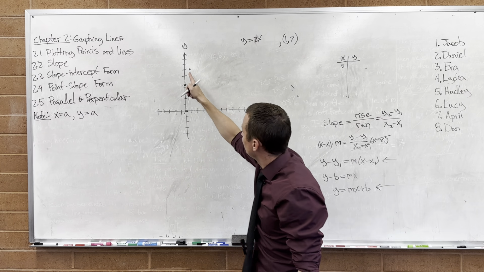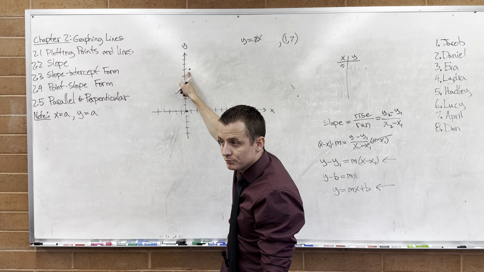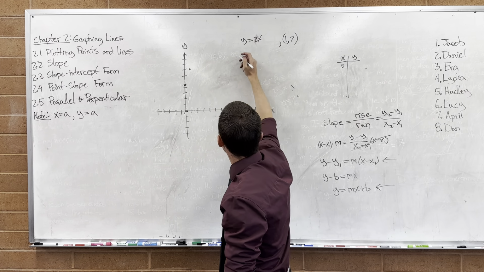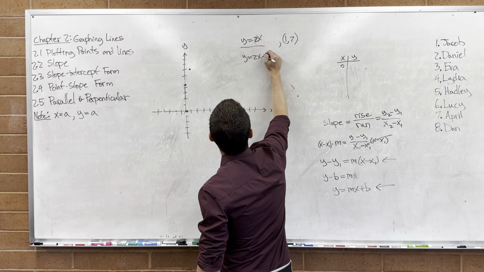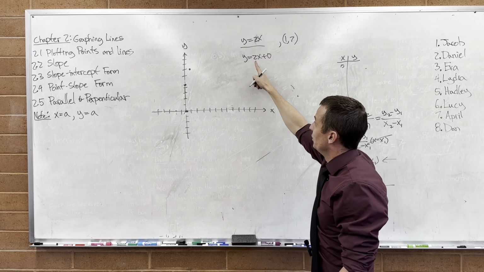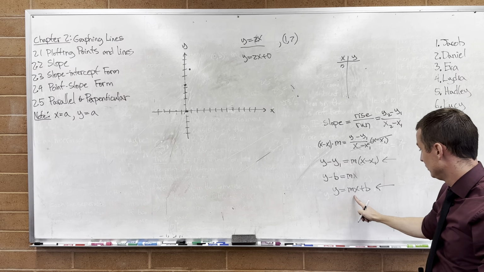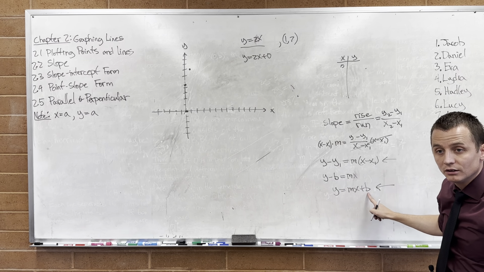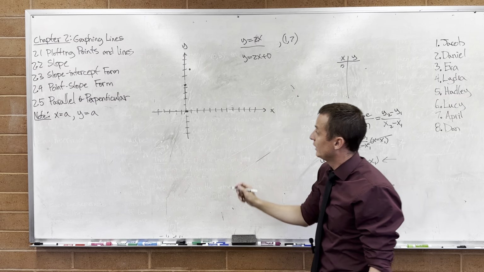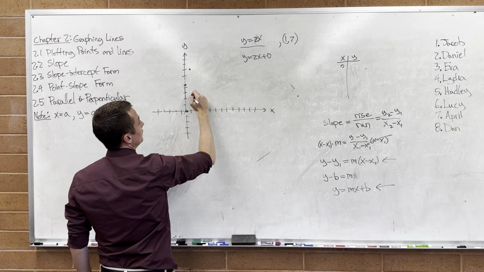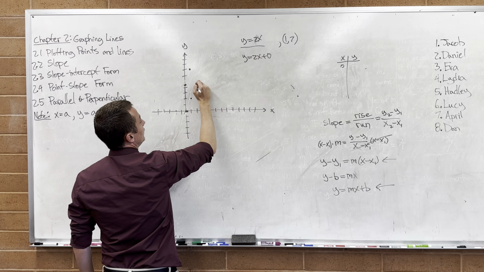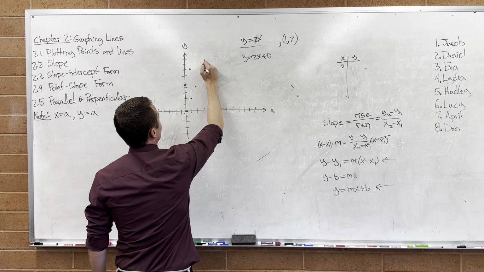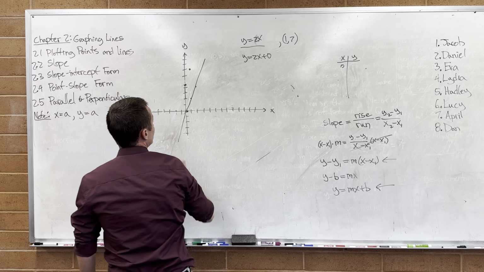So what is the slope of the line here? What's the slope of this line right here? This is y equals 2x plus 0. What's the m? 2. What's the b? 0. So the equation of this line right here, if we were to draw it out, is right here. It has a slope of 2, and it looks like this, roughly. That's this line.